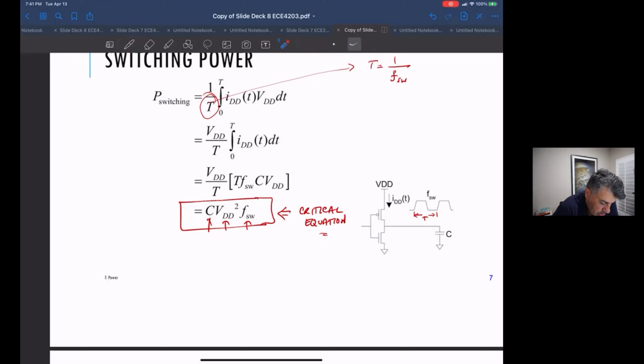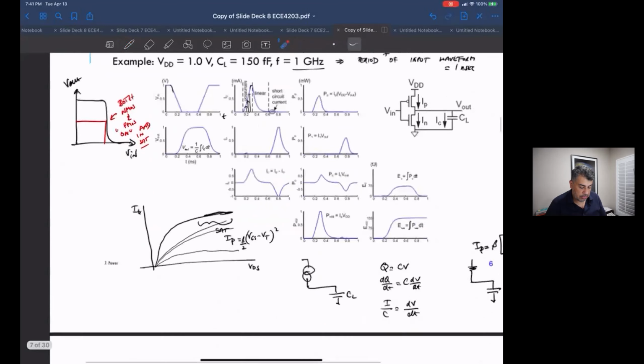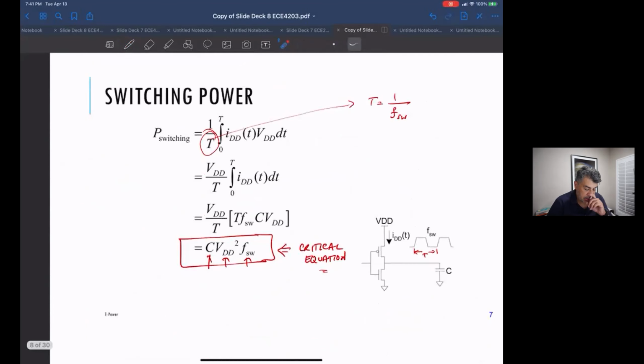Notice it doesn't have a few things, which always surprised me, though I guess it shouldn't be too surprising given how we drive this. One of them is that there's no dependency on the size of any of our devices here. Well, it contributes to the capacitance, but besides that, we could have made these really wide.